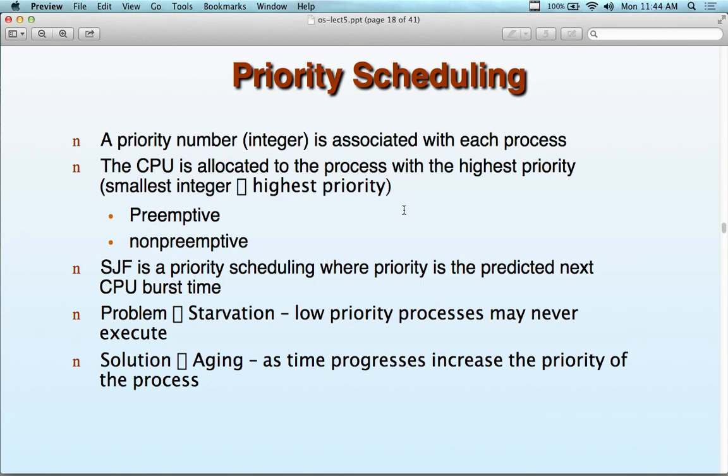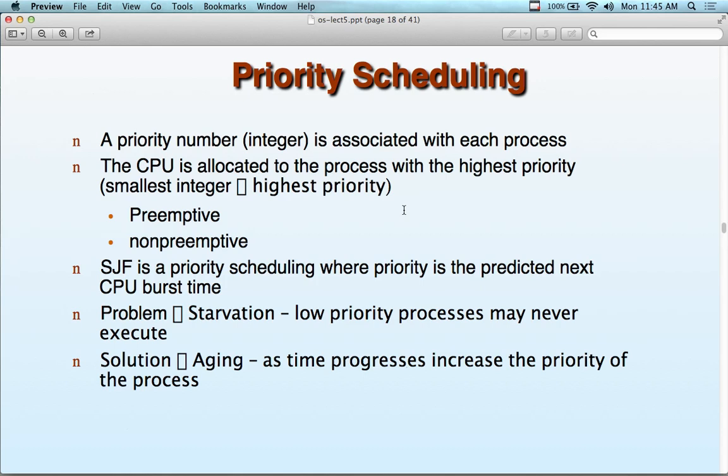So the CPU is allocated to the process with the highest priority, smallest integer, highest priority. So 0 is the shell. Anything below is going to be the highest priority. So user mode is always lower priority. We can have a preemptive or non-preemptive status assigned to the priorities, especially if we multi-tier it, multi-queue it. We can have one queue that preempts, the other queue doesn't preempt, stuff like that, depending upon the nature of the queue.